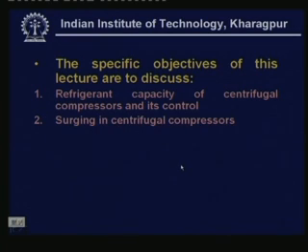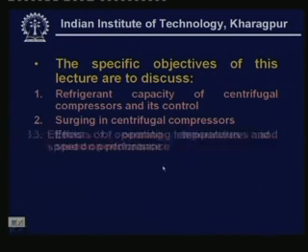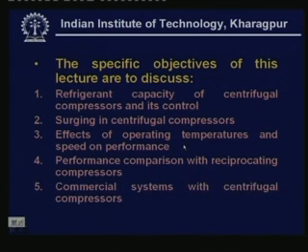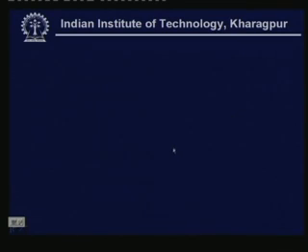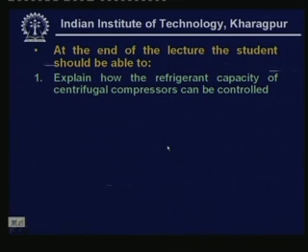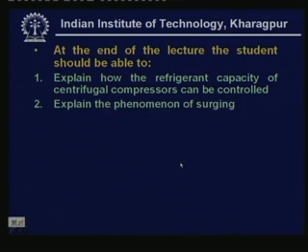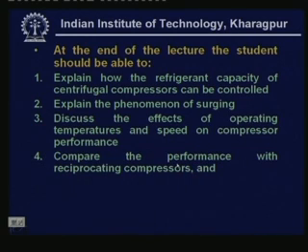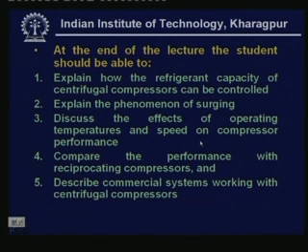and discuss the phenomena of surging in centrifugal compressors, discuss the effects of operating temperatures and speed on performance, performance comparison with reciprocating compressors, and finally discuss briefly commercial systems with centrifugal compressors. At the end of this lecture, you should be able to explain how the refrigerant capacity of centrifugal compressors can be controlled, explain the phenomena of surging, discuss the effects of operating temperatures and speed on compressor performance, compare the performance with reciprocating compressors, and finally describe commercial systems working with centrifugal compressors.